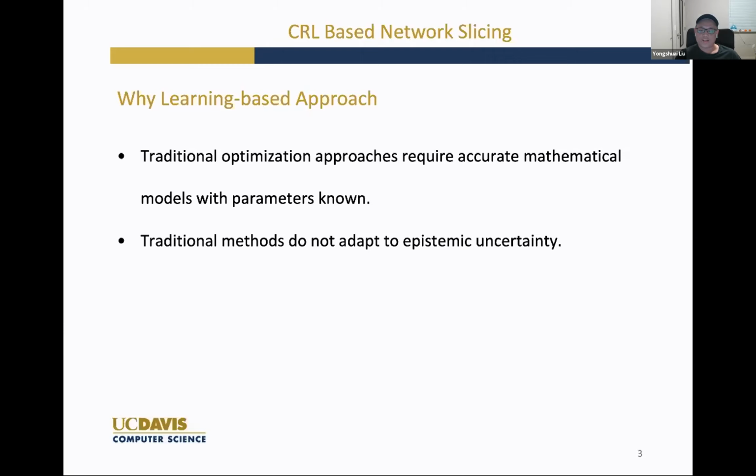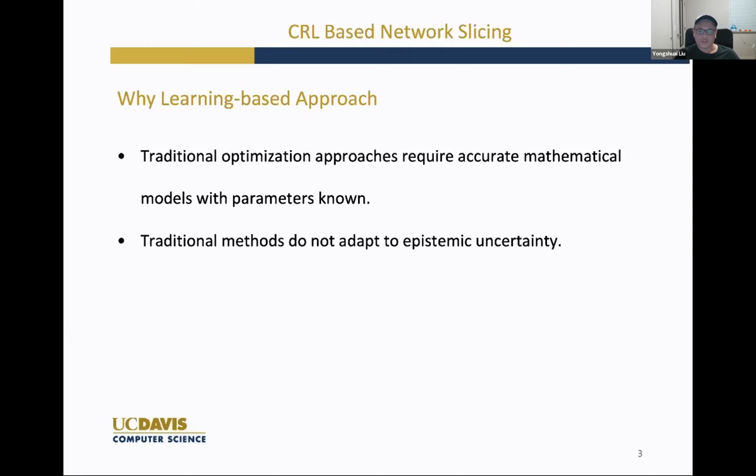Additionally, the network environment is affected by the location, the geographical properties, or mobility, etc. All of these make it difficult to measure and model. Because of those reasons, it is very difficult to obtain an accurate model with known parameters in the real network, which is what the traditional method relies on.